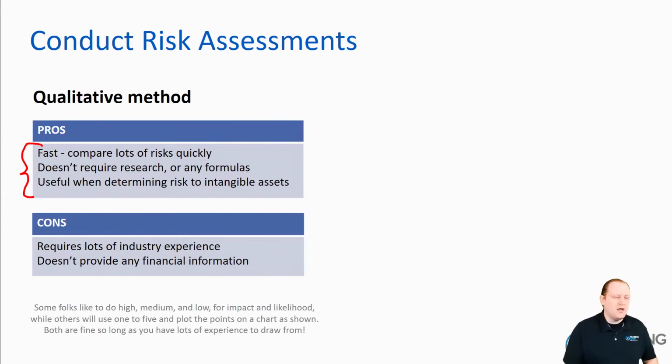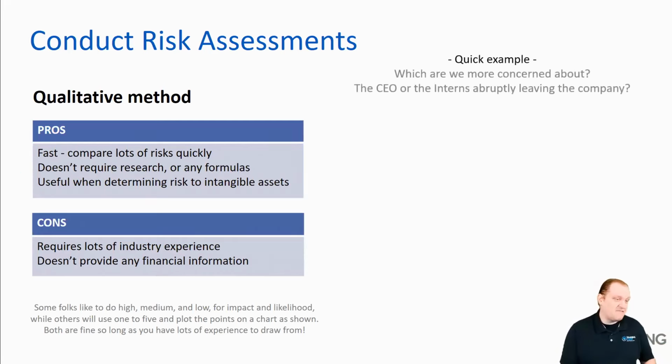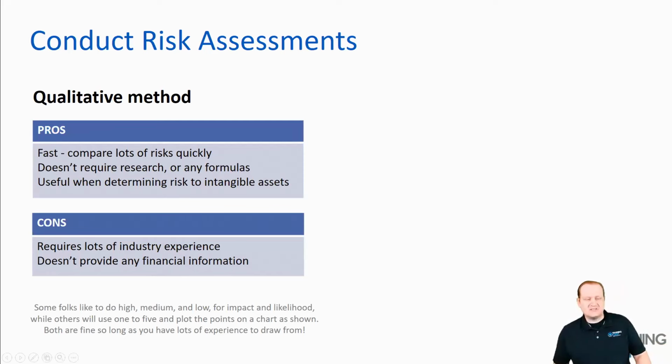I agree, Joe. Doesn't provide financial information. We don't get any dollar values from this at the end. So thereby we don't get really any insight as to budget stuff, which is kind of unfortunate. Now, some folks, when they like to do this process, they talk about the impact as high, medium, or low. And then they talk about likelihood as high, medium, or low.